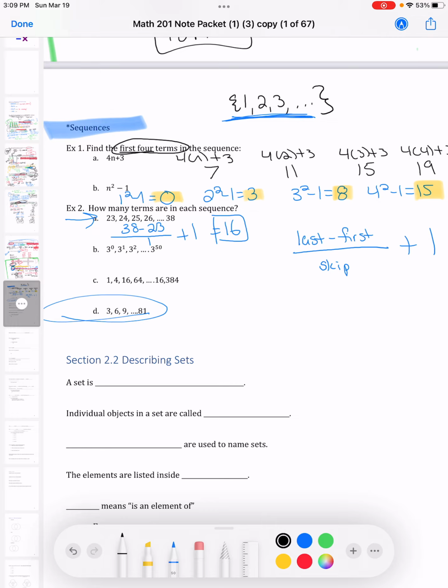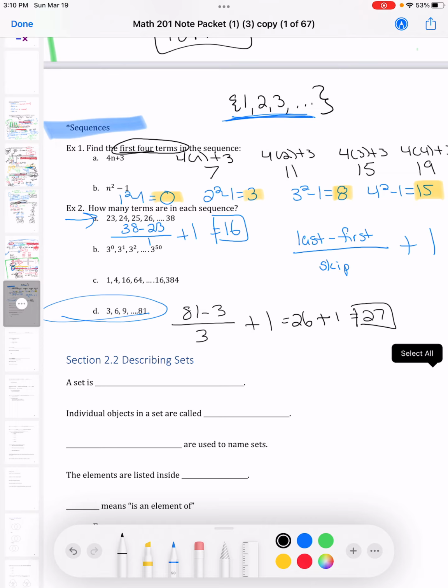So let's see how you did with D. If you haven't tried it yet, hit pause and give that a shot. 81 minus 3. It looks like we're counting by 3s in this case. These are multiples of 3, like 15 and 21 in that list. And then we do have to add 1 at the end. We never want to forget that. So if we do 81 minus 3, then divide that by 3, that's going to give us 26. That fraction gives us 26. We have to add that 1 on to give me an answer of 27.